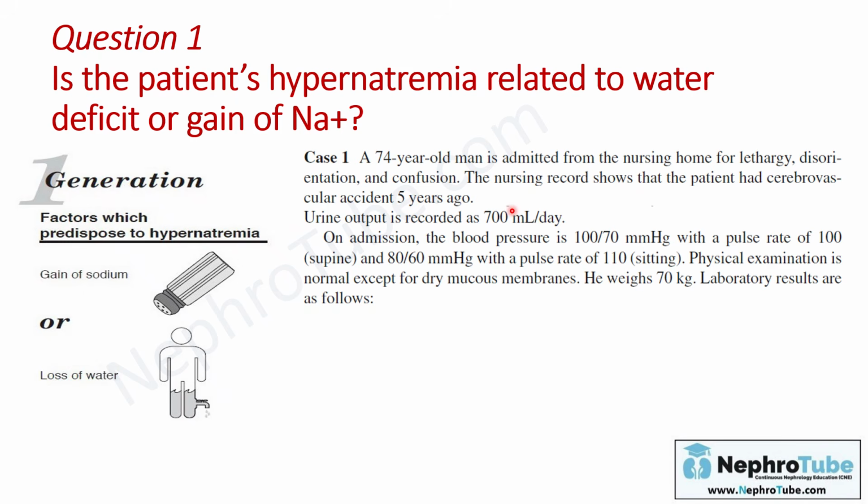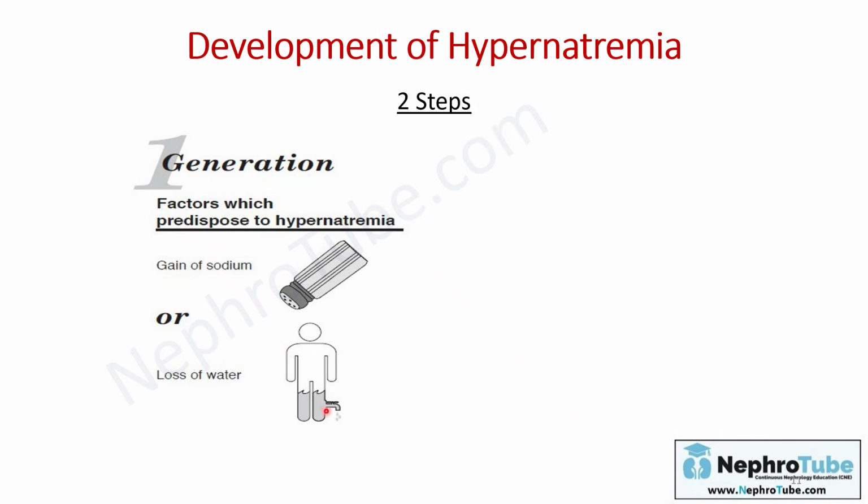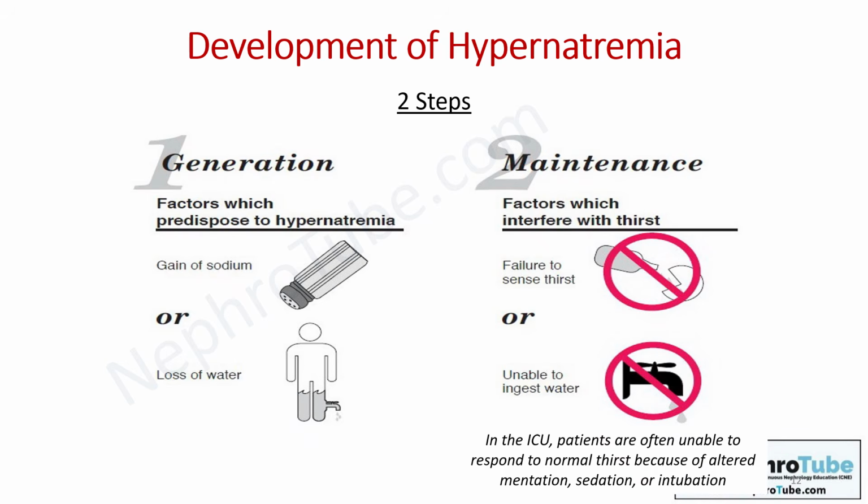So to rapidly revise the pathogenesis or the etiology of hypernatremia, the generation of hypernatremia is mainly due to gain of sodium or water loss. So these are the main 2 steps for the generation of hypernatremia. But these points are not sufficient alone to develop hypernatremia. There must be other factors that maintain hypernatremia, such as failure to sense thirst, as in old age, as the man I showed you is of old age and he is dehydrated.